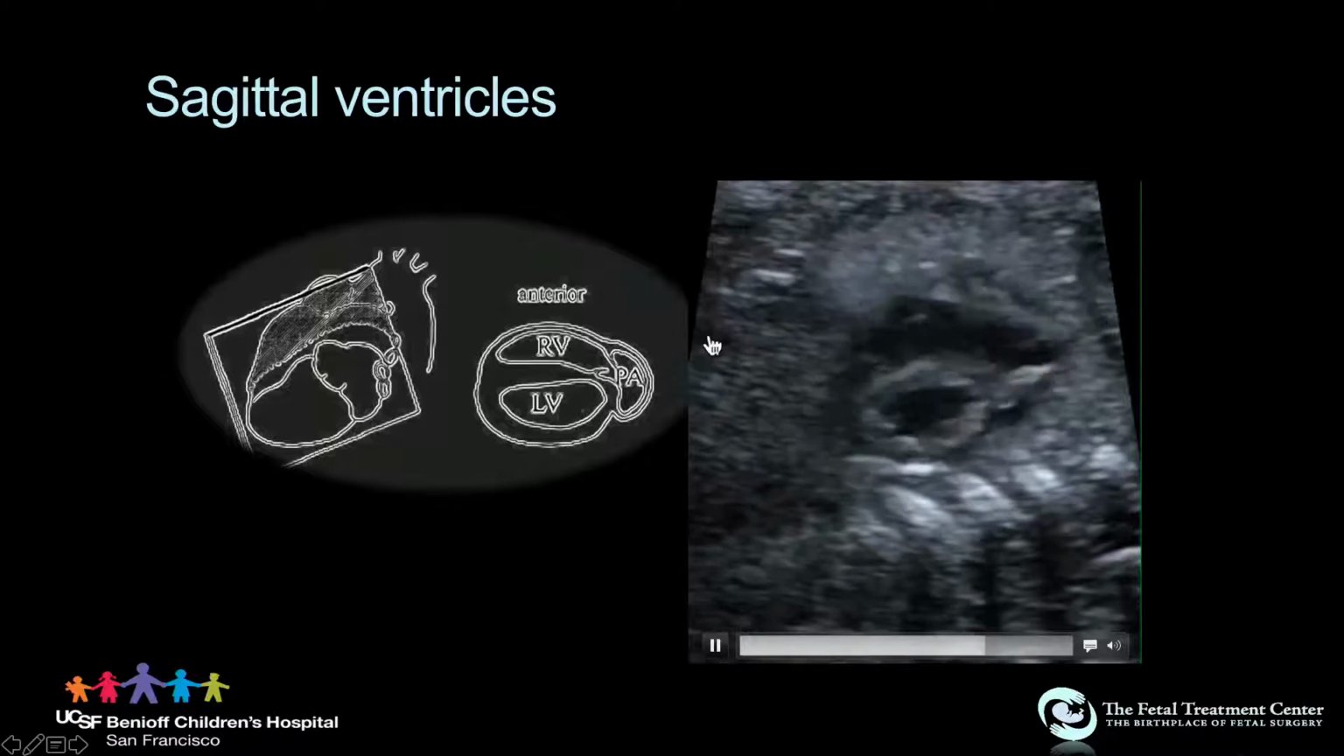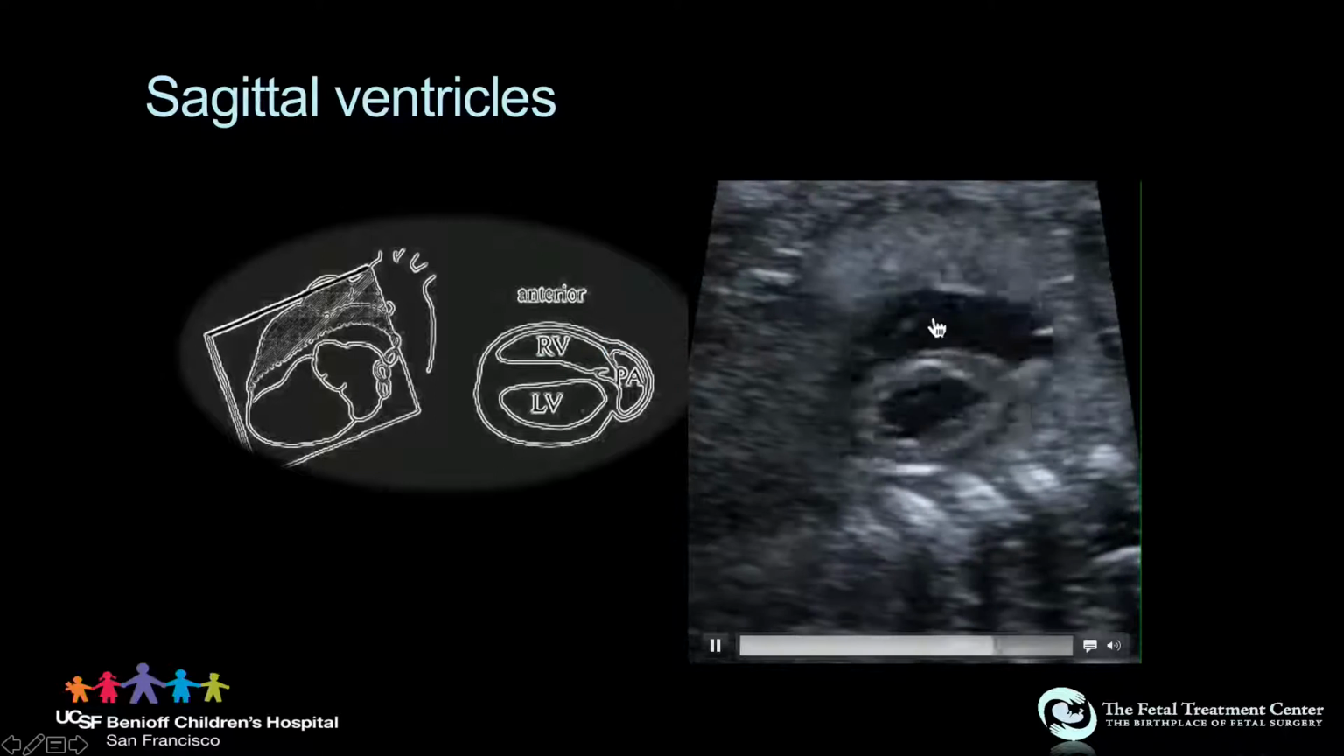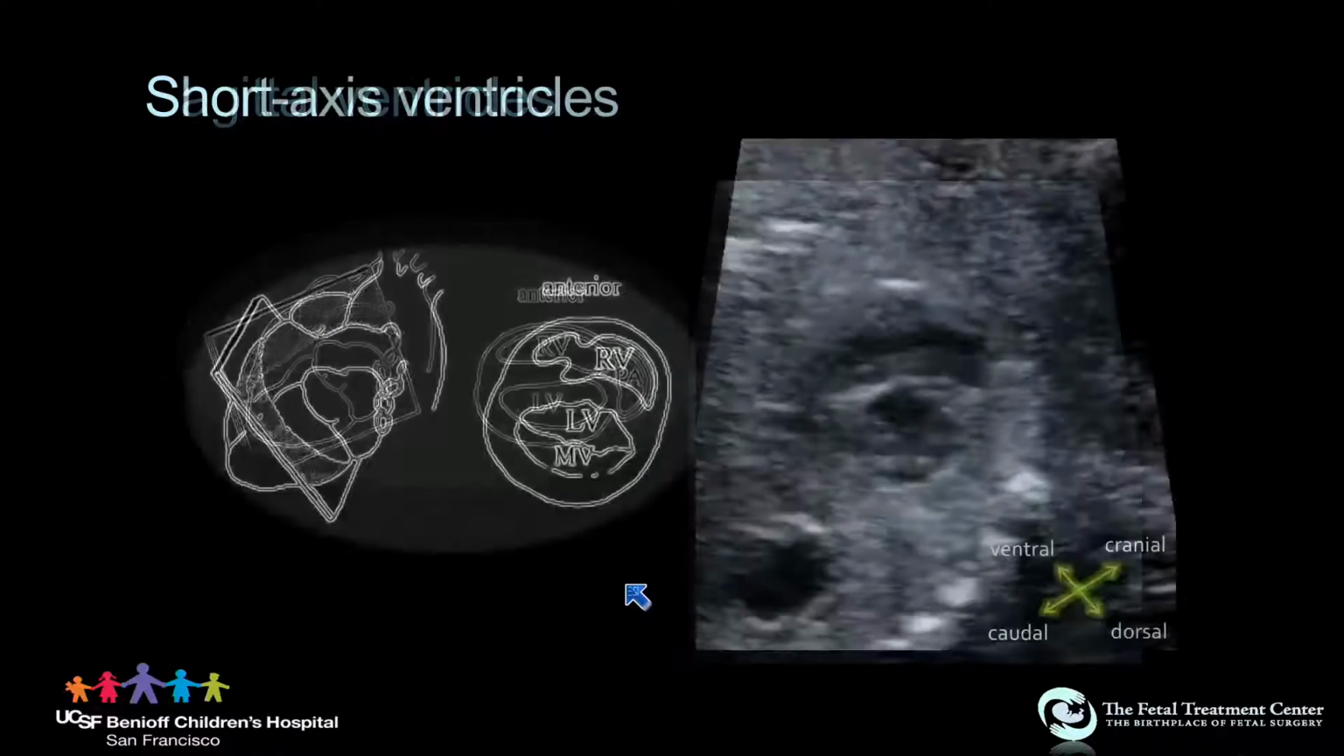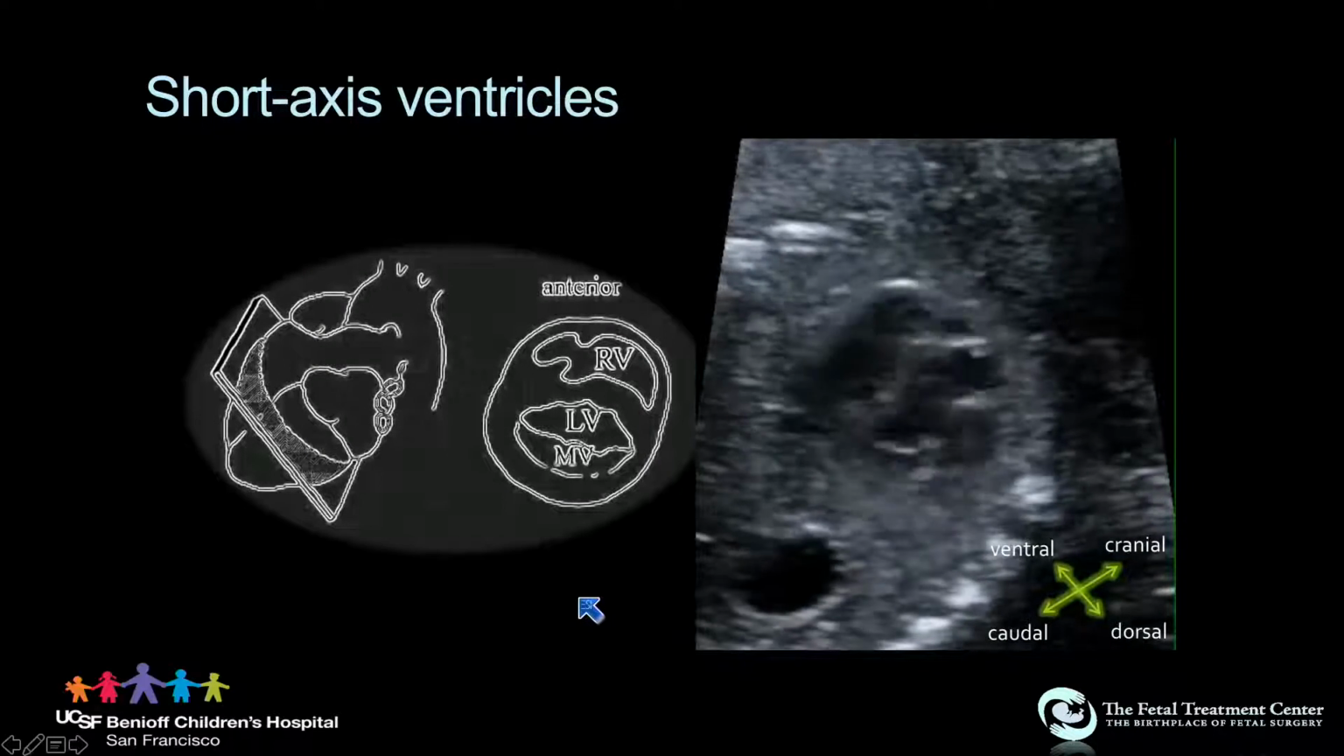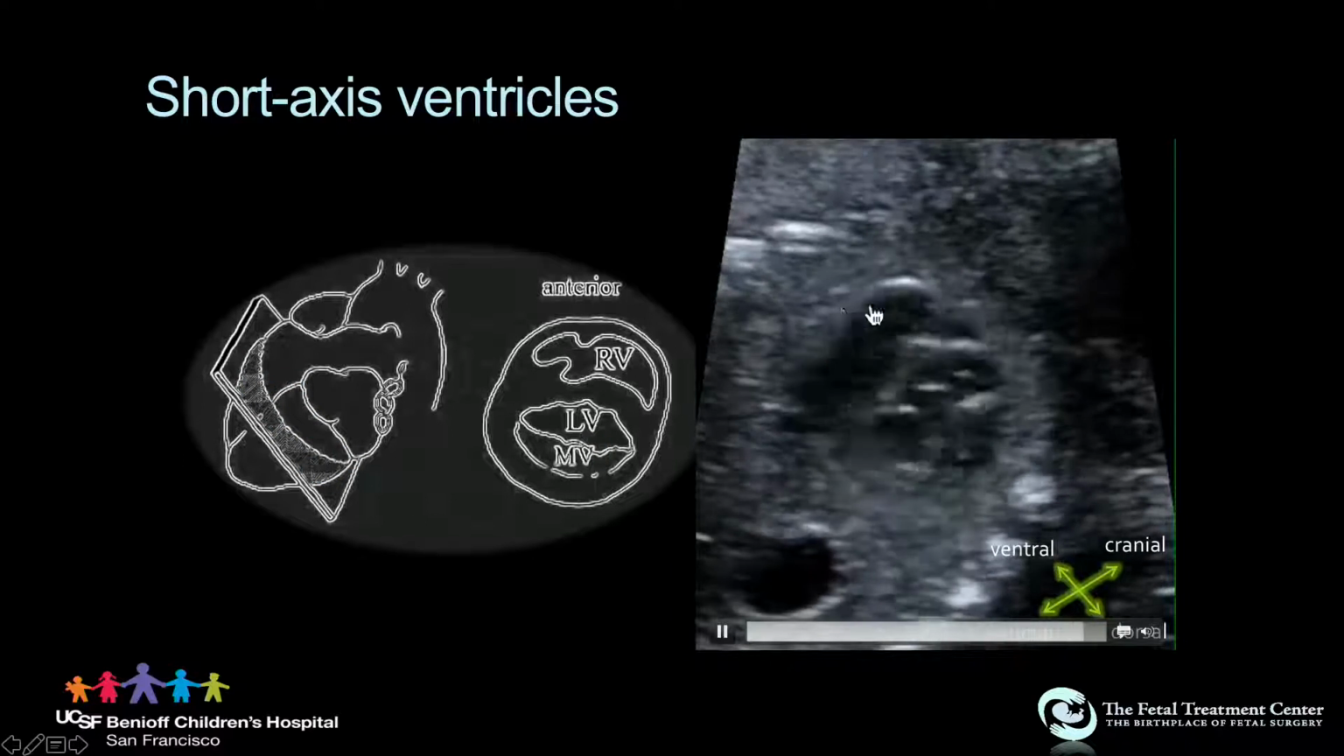There is also some sagittal imaging that's necessary in assessing the right ventricle. Here we are looking at the infundibulum and pulmonary valve. And with just a little bit of a move of the transducer, we'll get the short axis of the ventricles where we can look more at the body of the right ventricle.